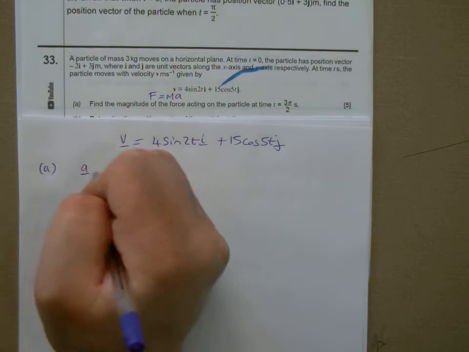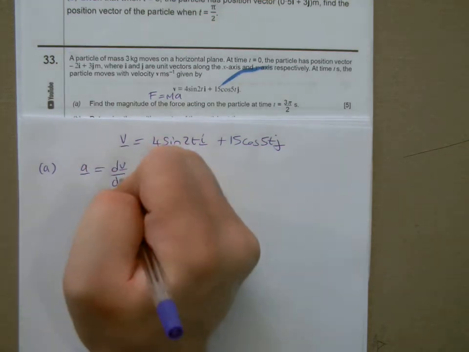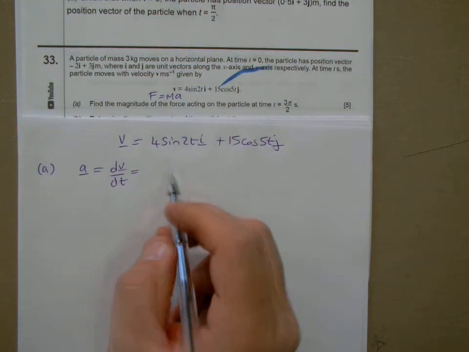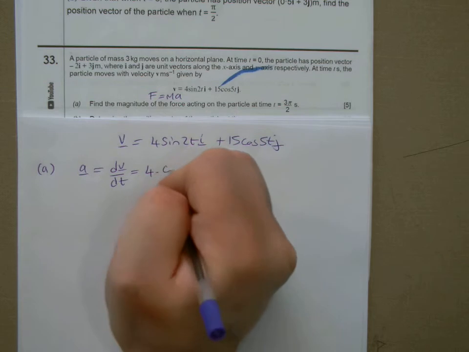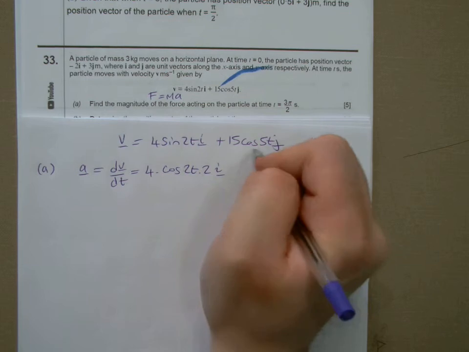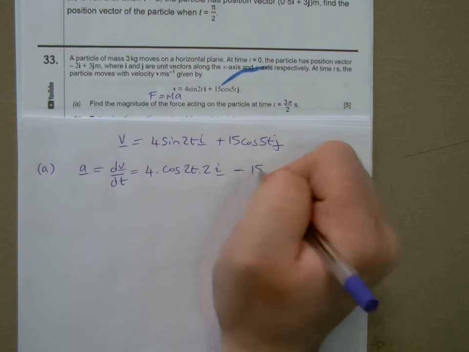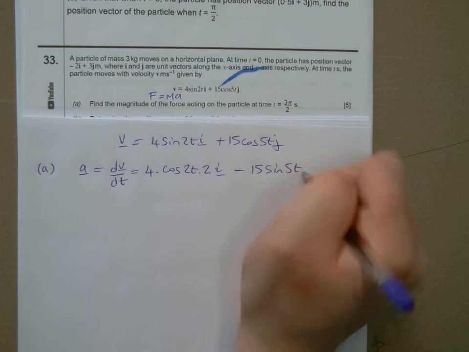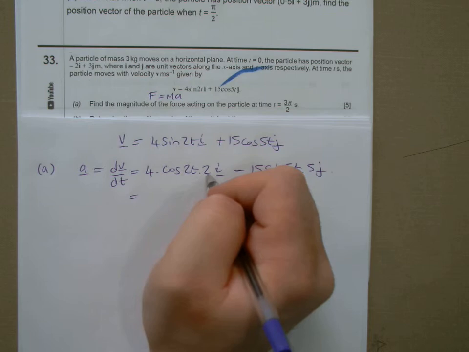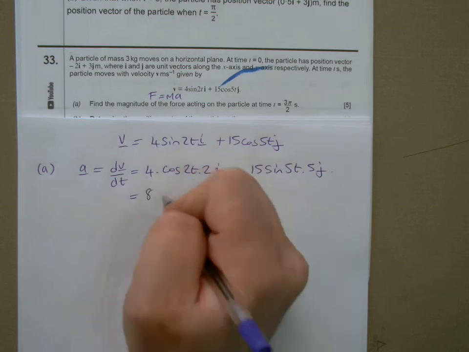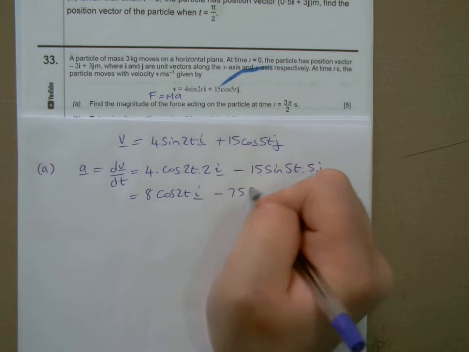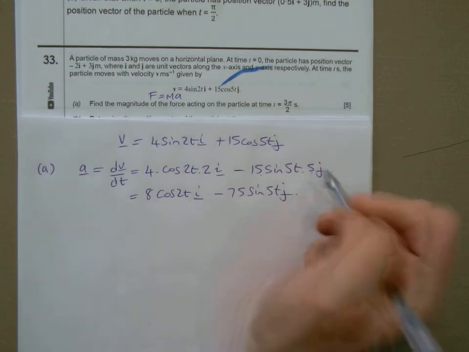So to get the acceleration, remember, the acceleration is the rate of change of velocity. So we're going to differentiate this, okay? And when you differentiate sine, it becomes cos, doesn't it? So this will become 4 times cos of 2t times 2, don't forget. And then cos becomes minus sine, so this will be minus 15 sine of 5t times the derivative, the 5, yeah? So on the next line, 2 at the front times the 4, you get 8. Bring the 5 to the front, so you get 75 sine 5t j, okay?